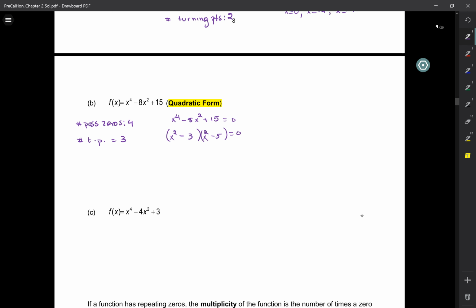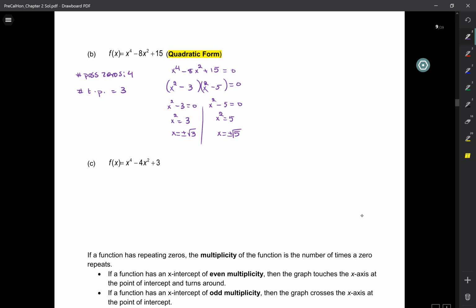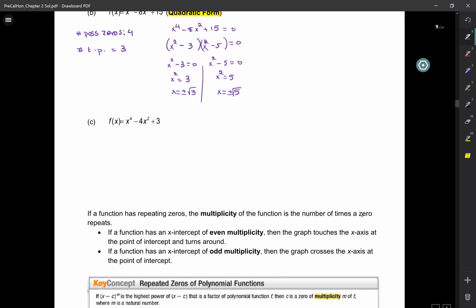All right, so x squared minus 3 is equal to 0. X squared minus 5 is equal to 0. Here, x squared is equal to 3. So x is plus or minus root 3. X squared is equal to 5. X is equal to plus or minus root 5. So again, 4 zeros, and we do get 4 zeros. All right, so this is similar. Number of possible zeros is 4.